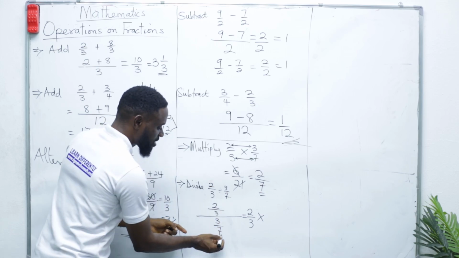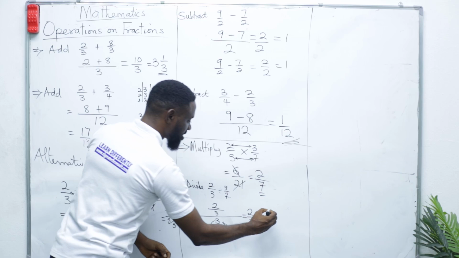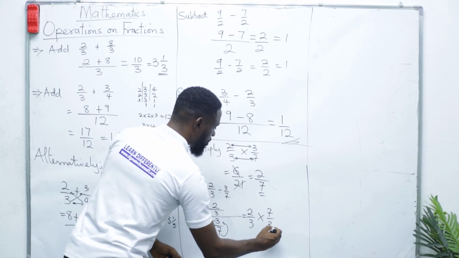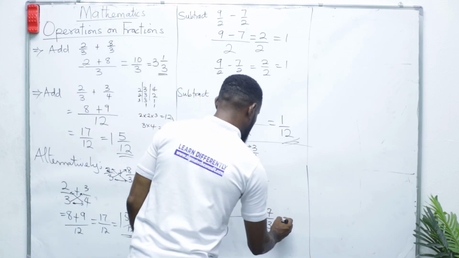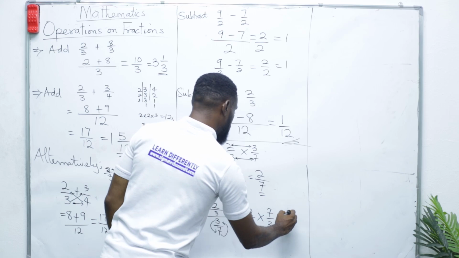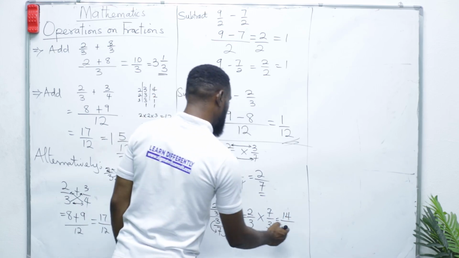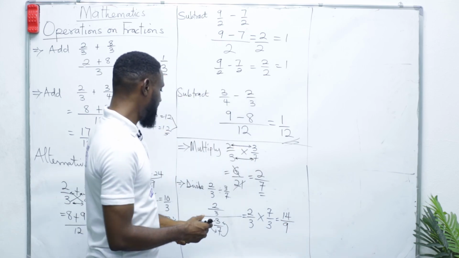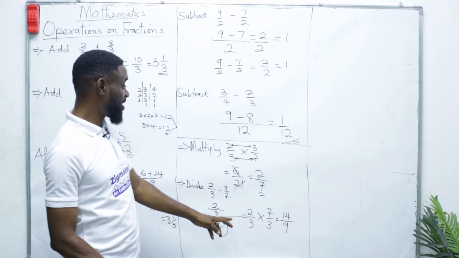The inverse means 7 should now go where 3 is, and 3 should come to where 7 is. That is 7 all over 3. That is what it means. Did you get it? So this will be 2 times 7, which gives us 14, and 3 times 3, which gives us 9. So with this, we have been able to divide this and this.